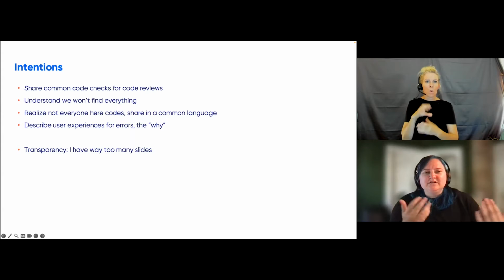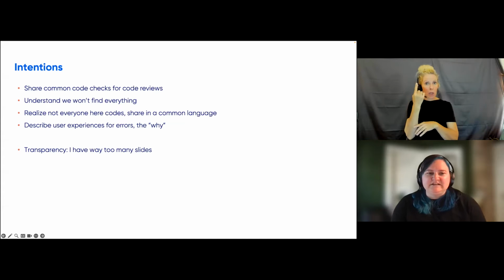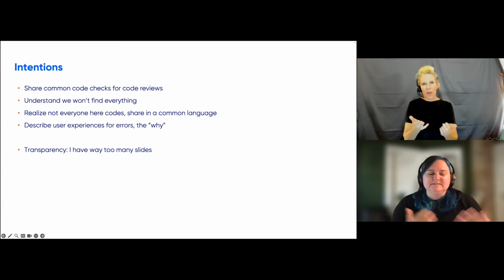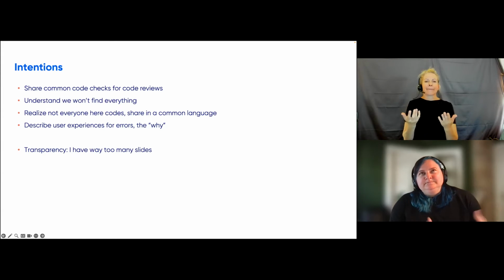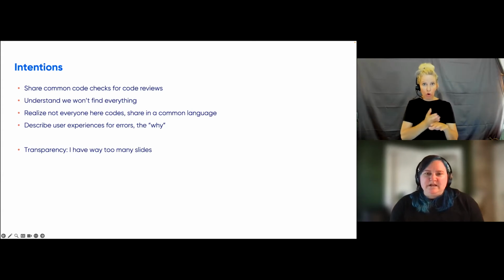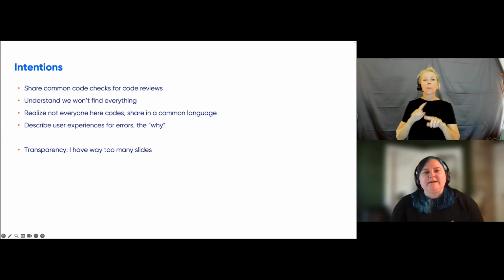I also want us to understand collectively that we won't find everything. This is not a perfect science. There's always gaps, right? So we're going to do everything we can to catch things early, but understand there still will be errors. The goal, I think, in the long run is reducing those things over time. So we just have less to deal with, less negative user impact.